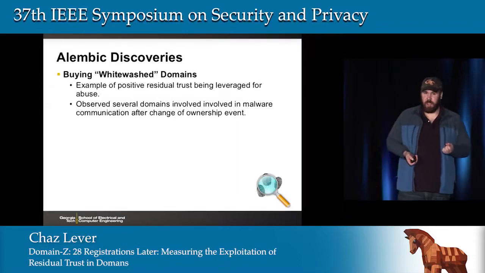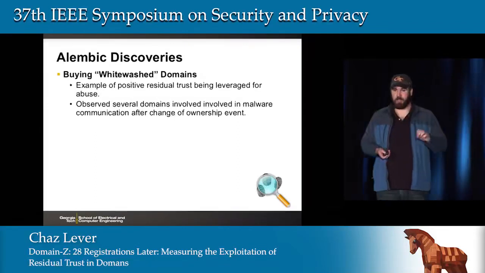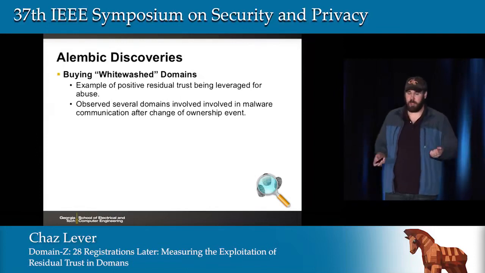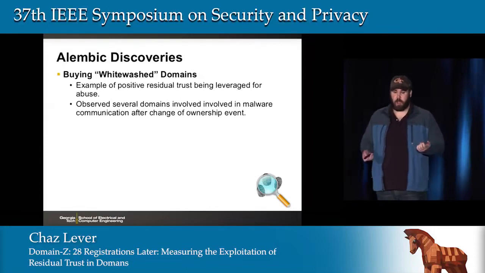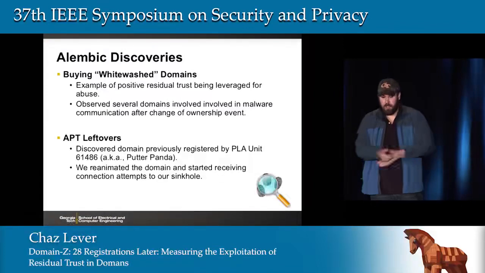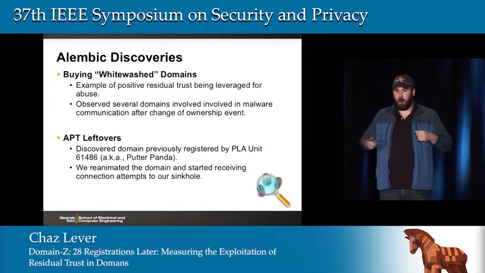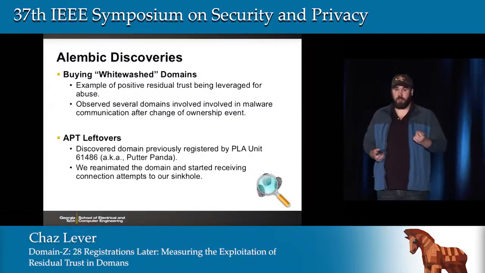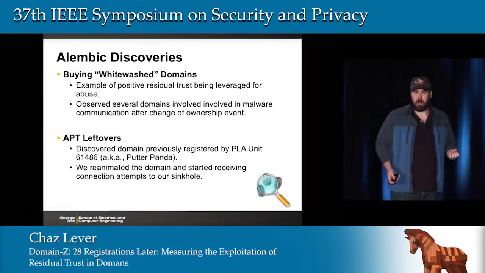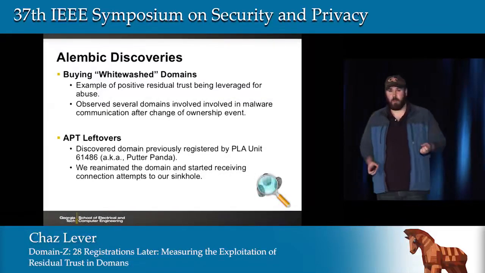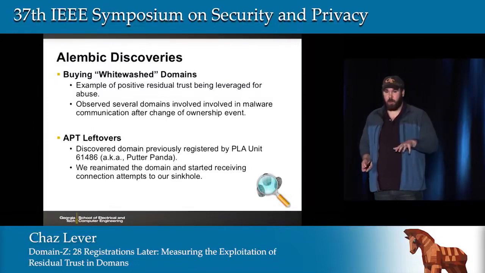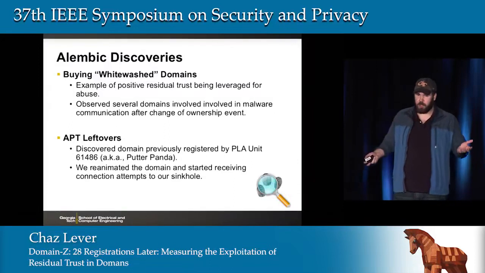But another interesting case is, we've talked a lot about abusing positive residual trust, but the other case that we mentioned earlier on was that there's also negative residual trust. So one of the domains that our algorithm turned up was an expired APT domain. This is particularly interesting because these can be hard to find, but this particular domain was available for immediate registration. So we actually registered it and started collecting traffic from this domain. And we started immediately getting requests from a Taiwanese research facility. So what we saw here was that for the low price of a domain registration, you could buy your own APT.